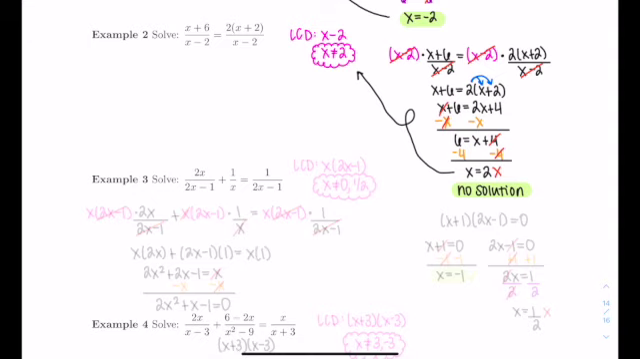Let's try another one. For example number 3, the first thing we want to do is find that LCD. So the denominators I have to choose from in this one is 2x minus 1, I have an x, and then again I have 2x minus 1. So my LCD is going to be x times 2x minus 1. I want to set this equal to 0 to figure out what values of x I'm not allowed to have. So I can't have x being 0, and x can also not be 1/2.